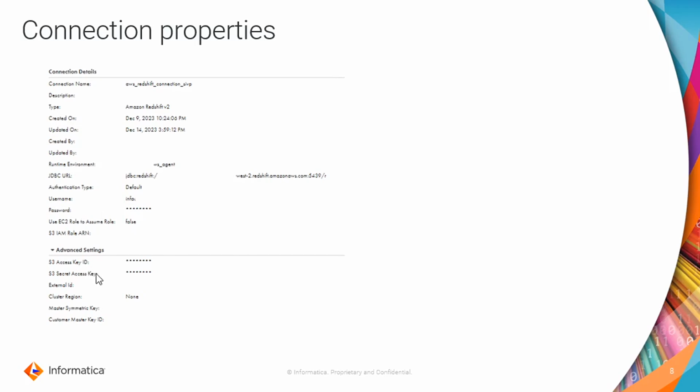Then the access key and secret key should be added here. Once you have provided all these details, you'll be able to see a test connection option in the connection creation page. Click on test connection and validate whether the connection is working fine or not.